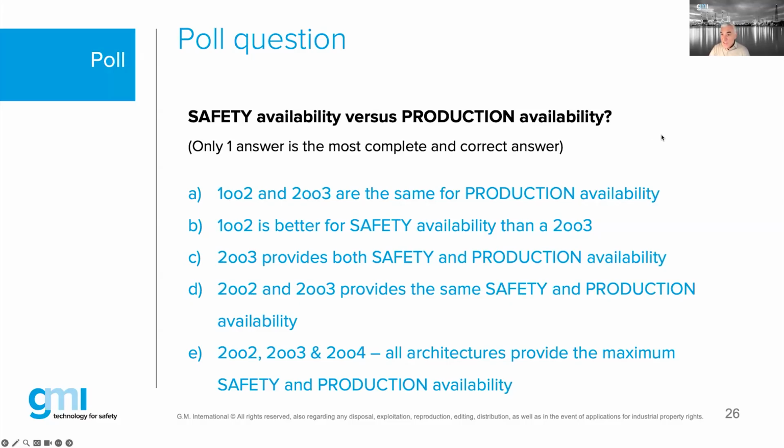And the only correct answer was here: 2 out of 3 provides both safety and production availability. That's also what was explained in this one slide.